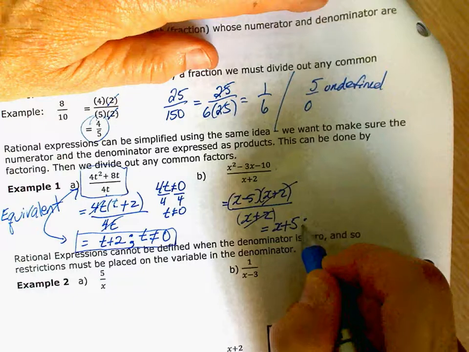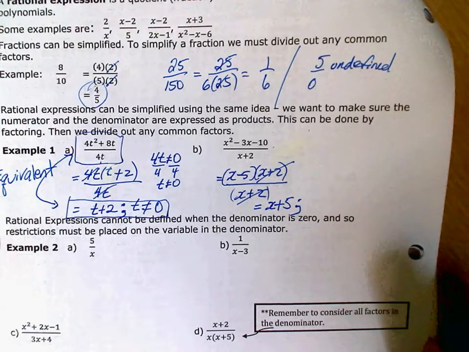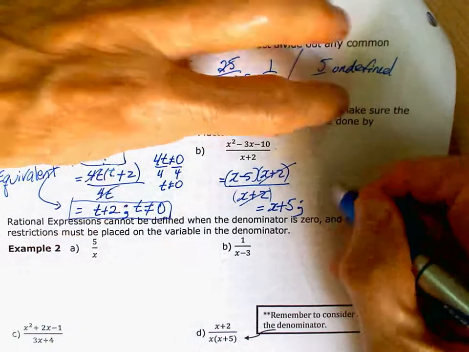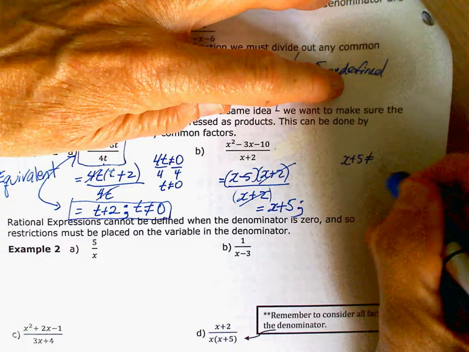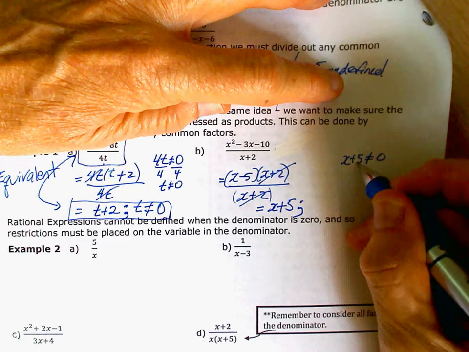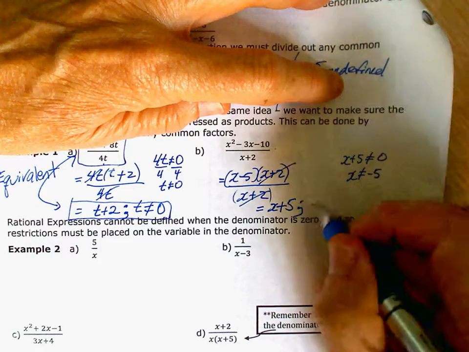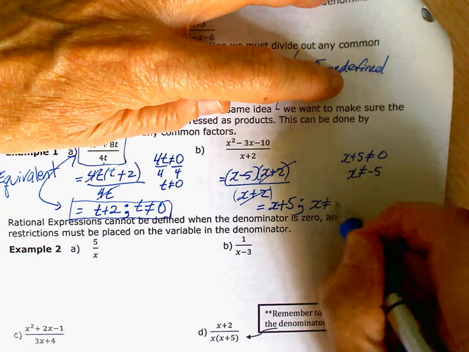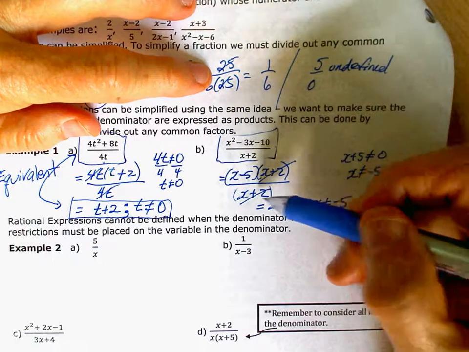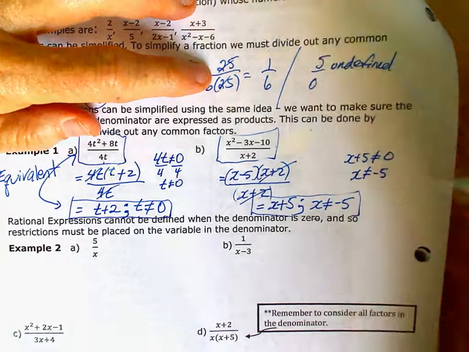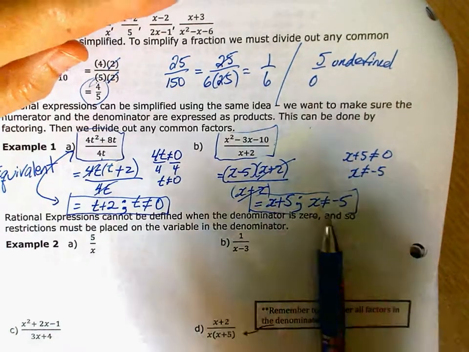Does anybody want to tell me what the restriction is? Right. And the way you get that, you can go x plus 5 cannot be 0. Subtract 5 from both sides. x cannot be negative 5. So I think you can see that this expression is equivalent to this expression. But this one needs a restriction.